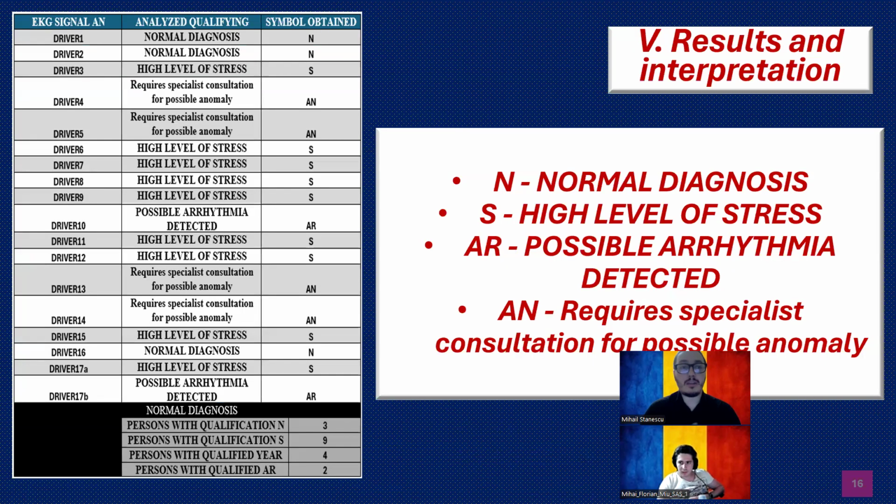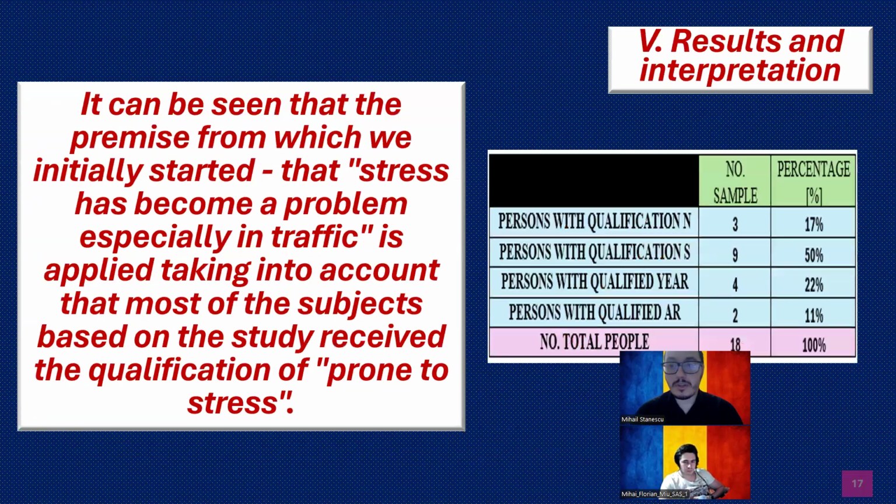Now, about the results and the interpretation. Okay, in the database, we have 18 participants: only 3 persons with normal readings, 9 with stress, and 4 with anomalies, and so on. And the most important thing: people with normal readings were only 17%, and people who are stressed were 50%, half of our prognosis. It's important to understand that stress in car driving sessions is still an important issue.